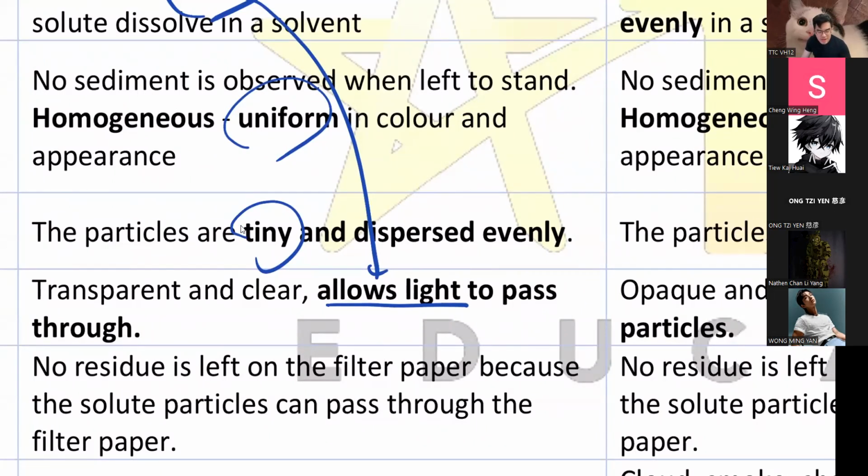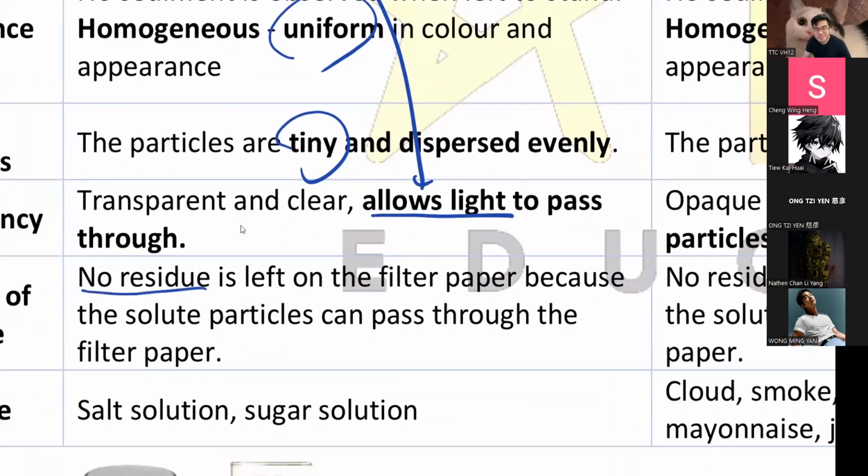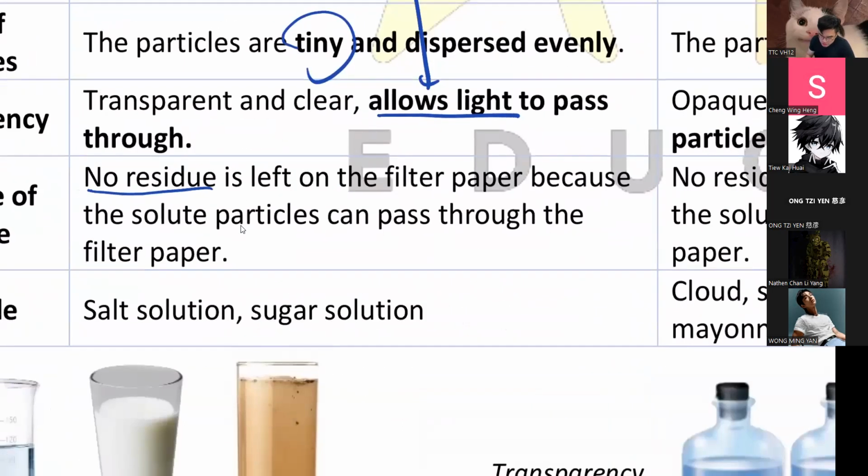When you have salt water, can you filter salt water? You can't, right? So there will be no residue. You cannot just filter the sea and get salt out. So like your salt solution, sugar solution, this is your solution. They are clear, no color whatsoever.